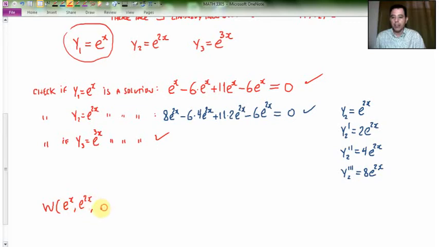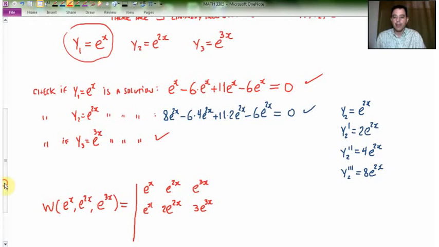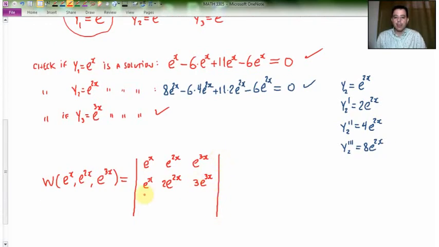So put the three functions here, e^x, e^2x, e^3x. And then put the first derivatives here: e^x, 2e^2x, and 3e^3x. And then the second derivative: e^x, 4e^2x, and the second derivative of the last one would be 9e^3x. Okay? So that's the determinant.